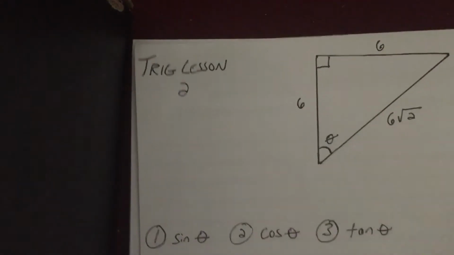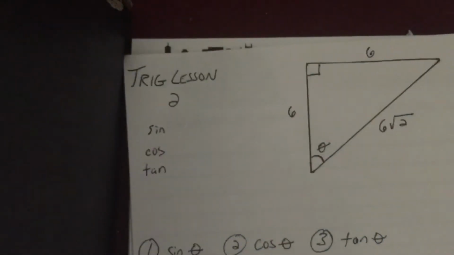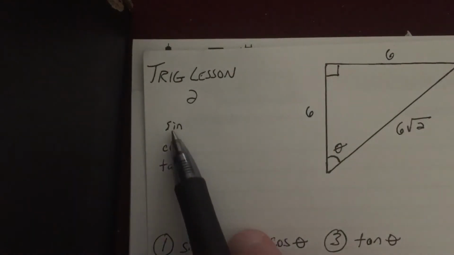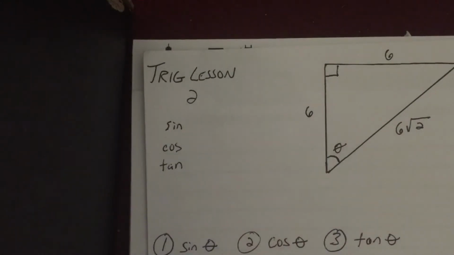So, last time we talked about the three primary trig functions, sine, cosine, and tangent, right? Abbreviated sin, cos, tan, like so. Well, today we're going to talk about the fact that there are three additional trig functions. They are the reciprocals of each one of these three.